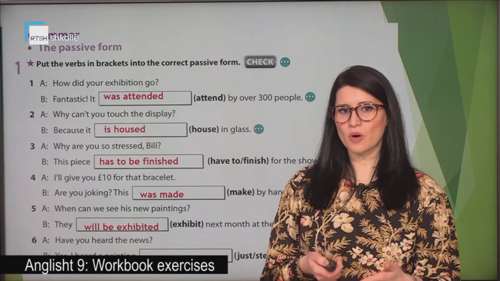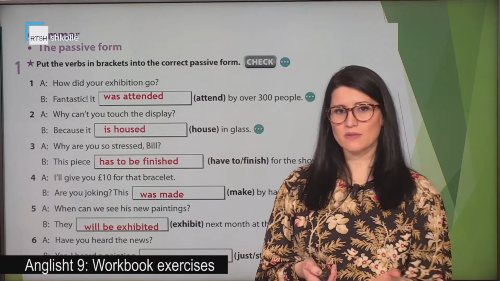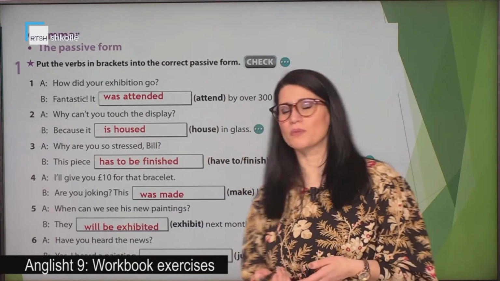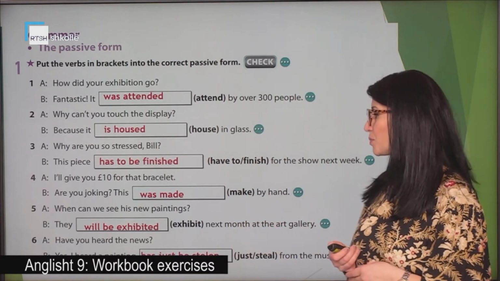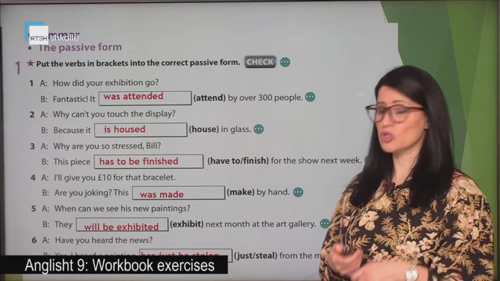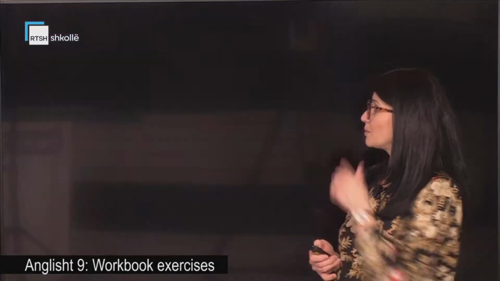So how do we form the present perfect in the passive? We use have or has been plus the past participle of the verb. So the correct form would be: a painting has just been stolen from the museum.